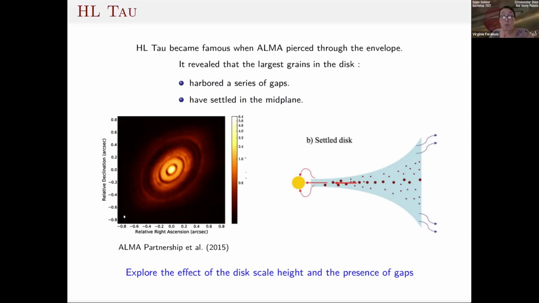AU meaning astronomical units. This is in general the unit we use to explore exoplanetary systems. 1 AU is the distance between the Sun and the Earth, and it's the unit we use because a typical planetary system will extend over several tens of AU in total. And so we want you to explore the effect of the disk scale height, so what is its vertical extent, and the presence of gaps.